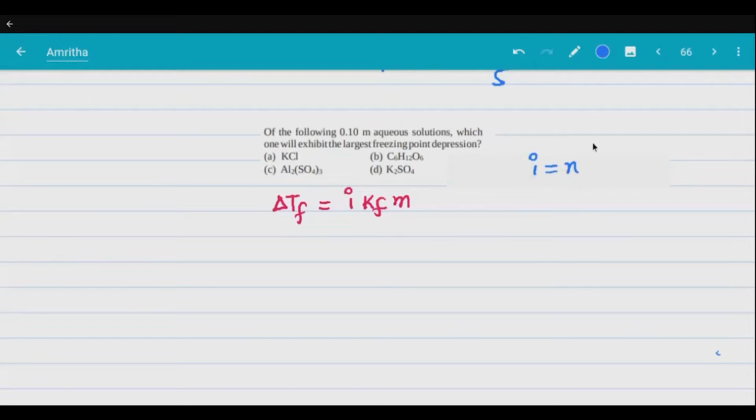But sir, how do we find the I value here? Kf value is fixed. Okay, we'll cross this. This is a fixed value for each and every solution. All our aqueous solutions, solvent is water, right?